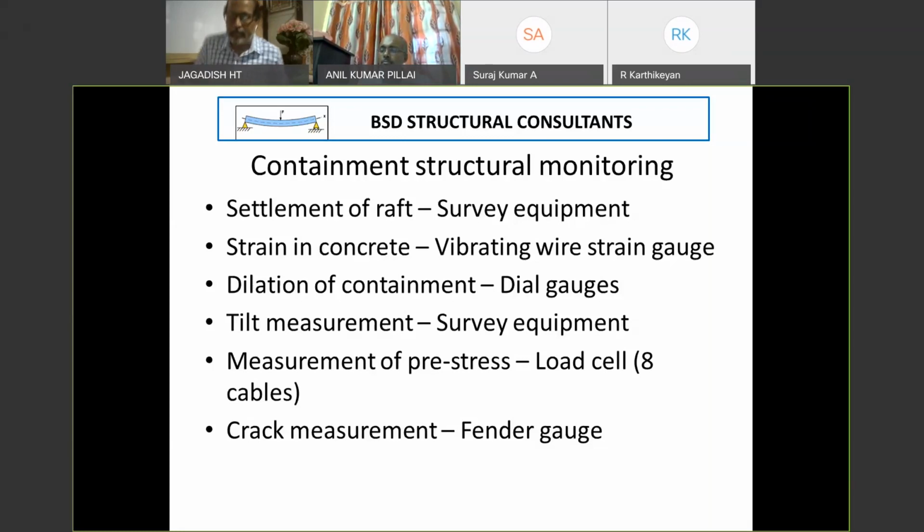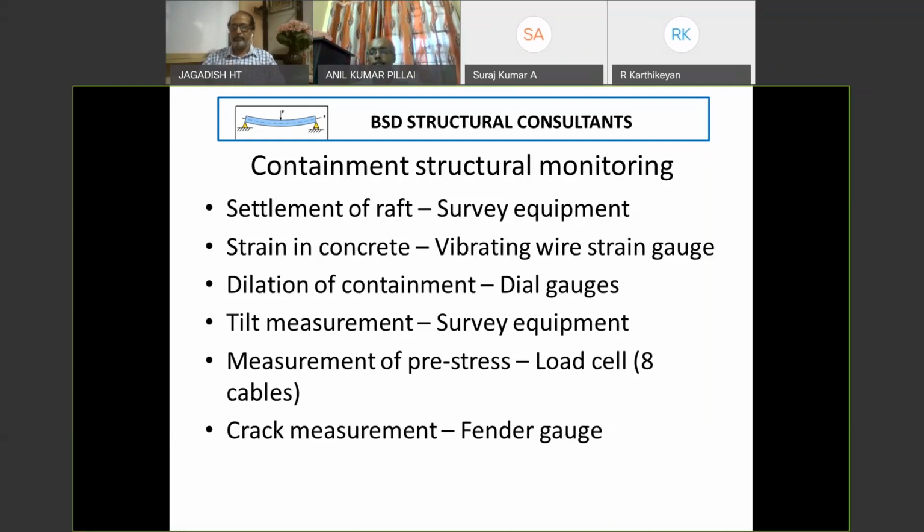Dilation of containment. Containment is circular. Dome is hemispherical. When you have a pressure inside, there is a possibility that the circular cylindrical containment wall will bulge out. Dome may also dilate. So to measure this dilation of the dome and wall, we use dial gauges. The designer would have given us certain points on the dome and wall where to measure the dilation. We put the dial gauge on top of it and then measure the dilation of containment.